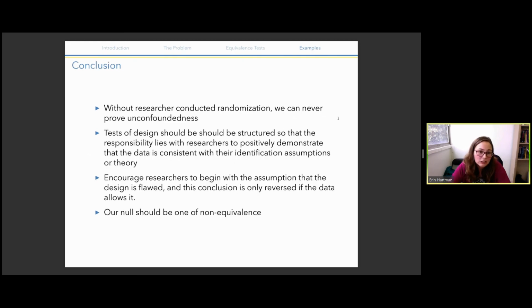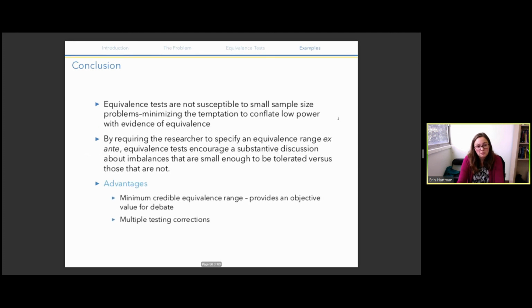So with that, I'll conclude. Once again, without researcher-conducted randomization, we can't ever prove unconfoundedness, but we want to provide evidence that our design is strong. Tests of design should be structured so that the responsibility lies with the researcher to demonstrate that their data is consistent with their identification assumptions. We encourage researchers to begin with the assumption that the design is flawed, that the data is inconsistent with the observable implications of their research design, and only reverse this conclusion if they find sufficient evidence. That implies that our null should be one of non-equivalence.